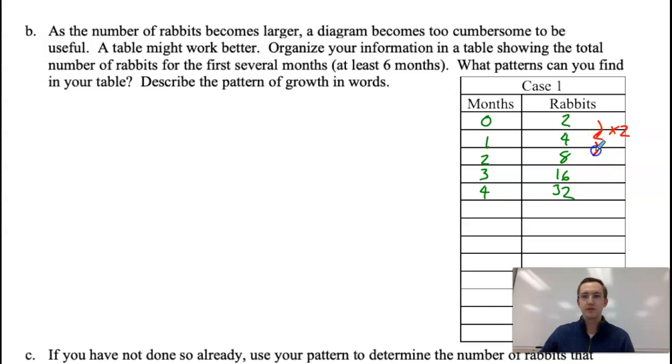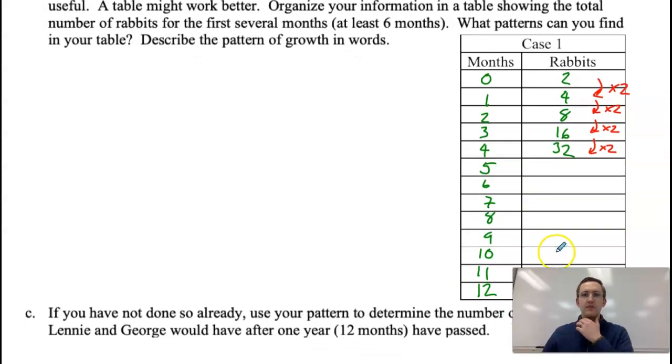So again, 4 times 2 is going to get us to 8. 8 times 2 gets us to 16. So if we keep that pattern going, now we can fill out the rest of our table and figure out the number of rabbits that we can get for a year. We got 5, 6, 7, 8, 9, 10, 11, and 12 months. So again, if we're doubling our number of rabbits every single month, let's fill out our table accordingly. If we start with 2, double to 4, double to 8, double to 16, double to 32. Our next term, 32 times 2, would get us at 5 months 64.